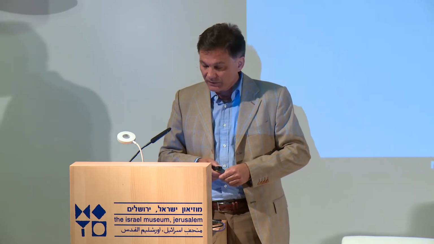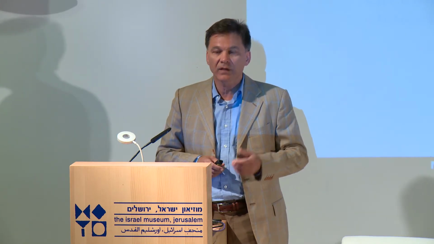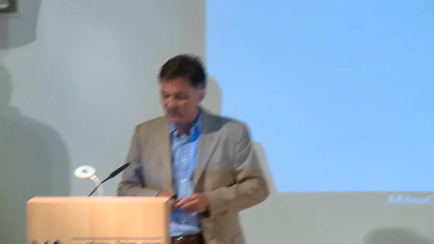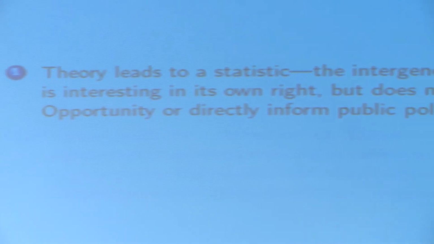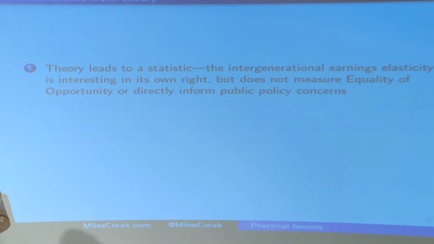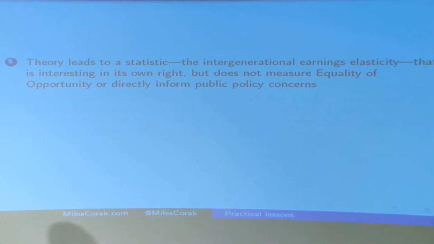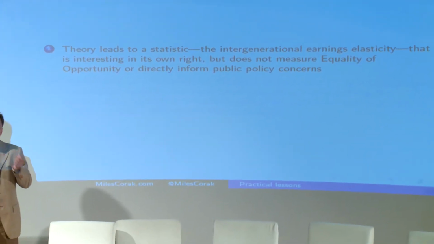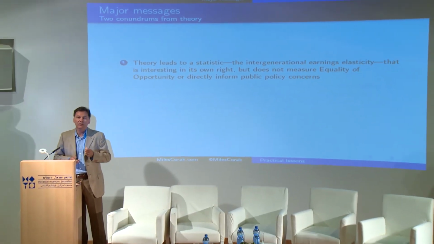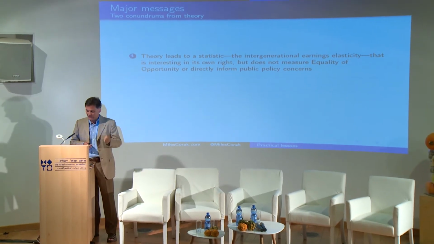And we have some conundrums that Markus has pointed us to. First of all, I'm going to suggest as one of my major messages that theory leads us to a statistic, an important statistic called the intergenerational elasticity. And that statistic is of interest in its own right as a summary measure of mobility. That should be on every country's dashboard. It tells us the degree to which inequality is passed across generations.